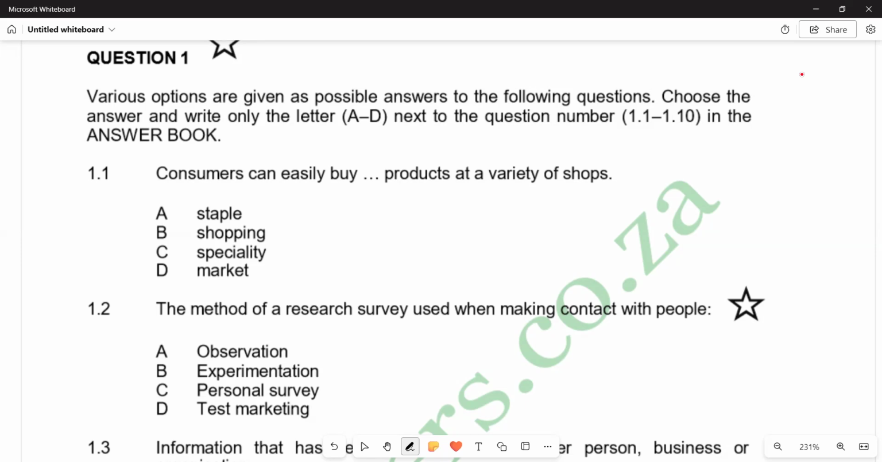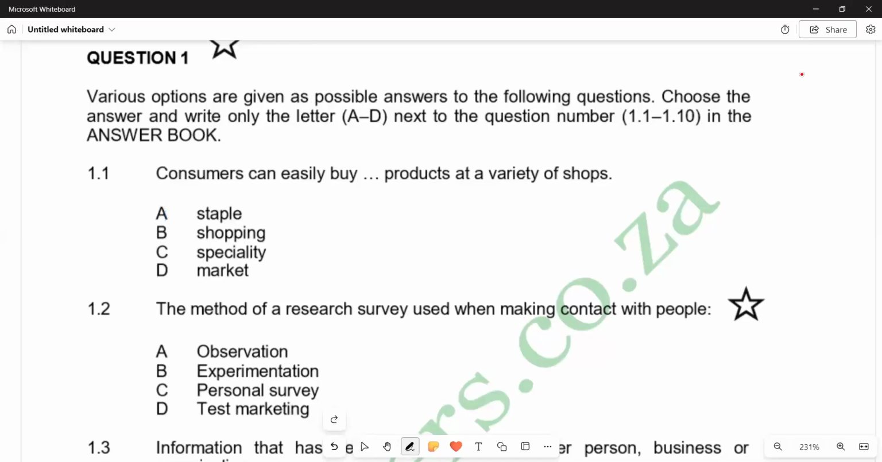It reads, consumers can easily buy dash products at a variety of shops. So we are going to choose a group of products that can be seen in many shops. According to the options that we are given: staple, shopping, specialty, market. You see that staple products are the ones that are consumed by many people. So obviously, the probability that you are going to see them in many shops is going to be high. So staple is the correct answer, which is A.